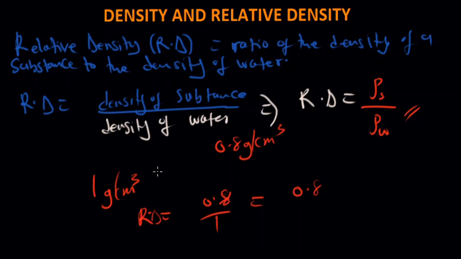So here you have grams per centimeter cube, and then grams per centimeter cube. So this will cancel, and then you have it. So relative density is actually dimensionless or has no unit. That is it. So that's just a brief understanding of density. But before we go, let's look at this one quickly.